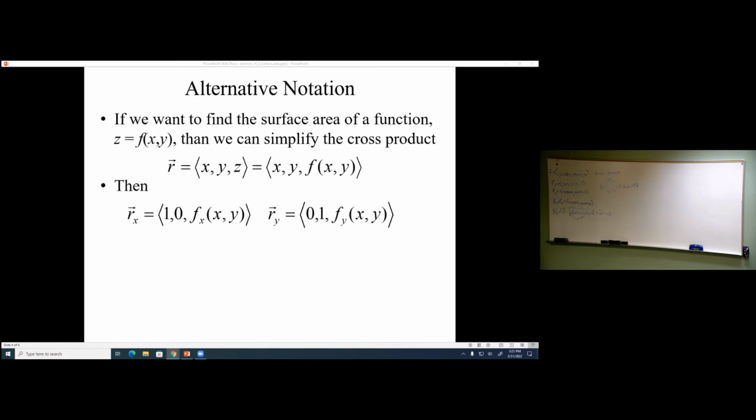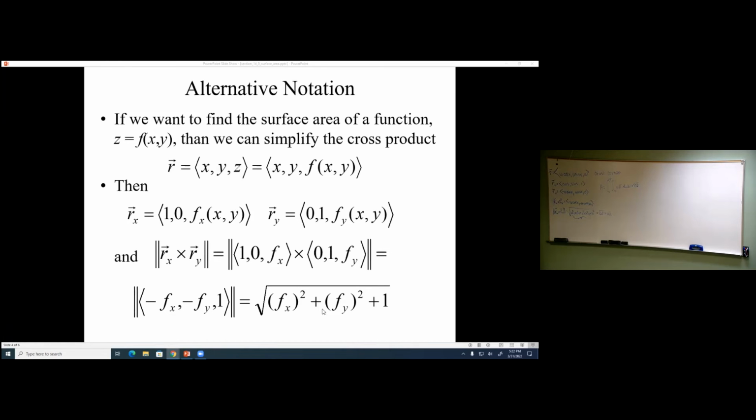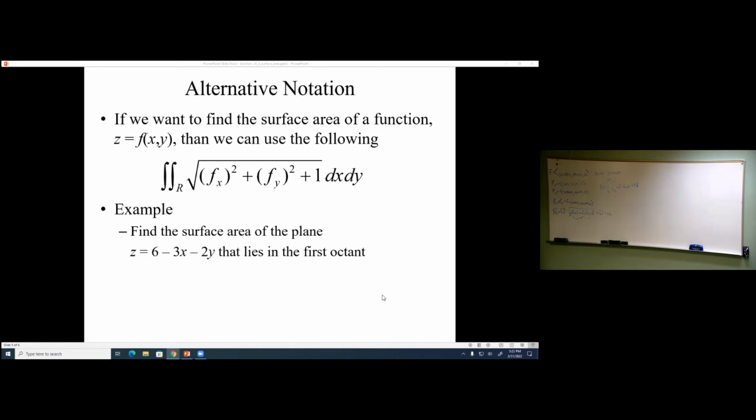So we find the partials just like we did over there. Remember what the next step was? The next step was to find the cross product, then find the magnitude of the cross product. So take the cross product and then take its magnitude, and you get this, which should look familiar from the videos. This is the integrand when you have a function in terms of x and y. And there is the other formula.